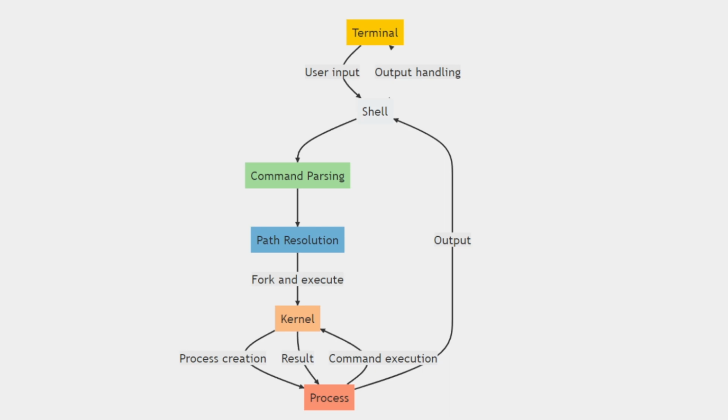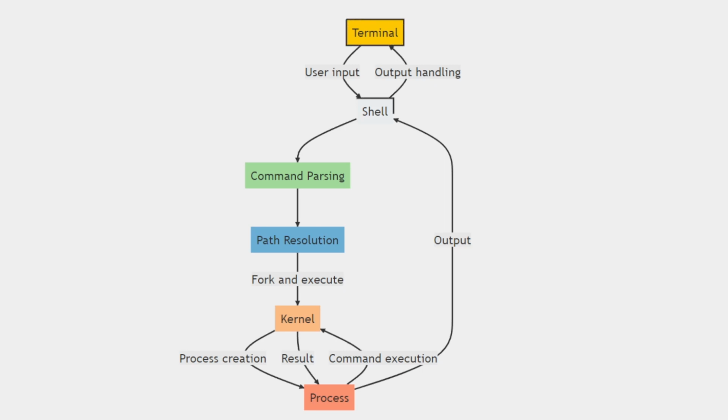Output. The process also sends any output or error messages generated during command execution back to the shell. Output handling. The shell handles the received output, deciding whether to display it to the user or redirect it to another command. Terminal. Finally, the shell presents the output or any error messages to the user through the terminal.